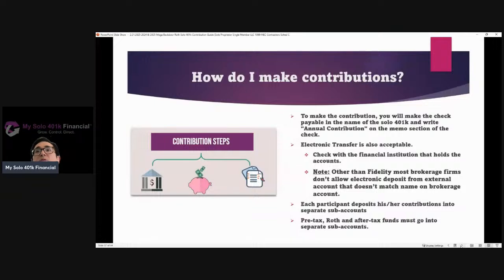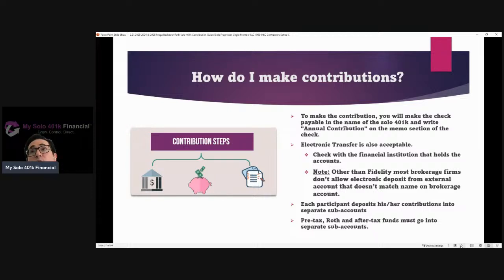So let's keep going with the mechanics. How do I make contributions? Well, from a solo 401k perspective, it's totally acceptable to make those contributions by check or by electronic transfer. Now, if you're going to make it by check, write "annual contribution" in the memo section of the check. If you're going to make it by electronic transfer, check with the financial institution that holds the accounts.